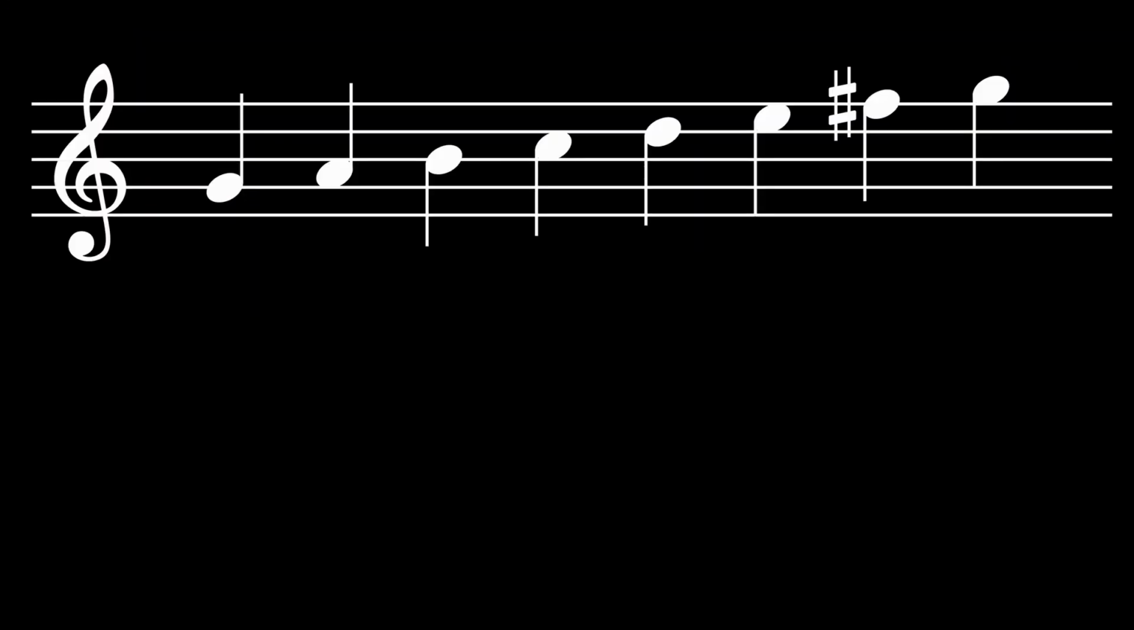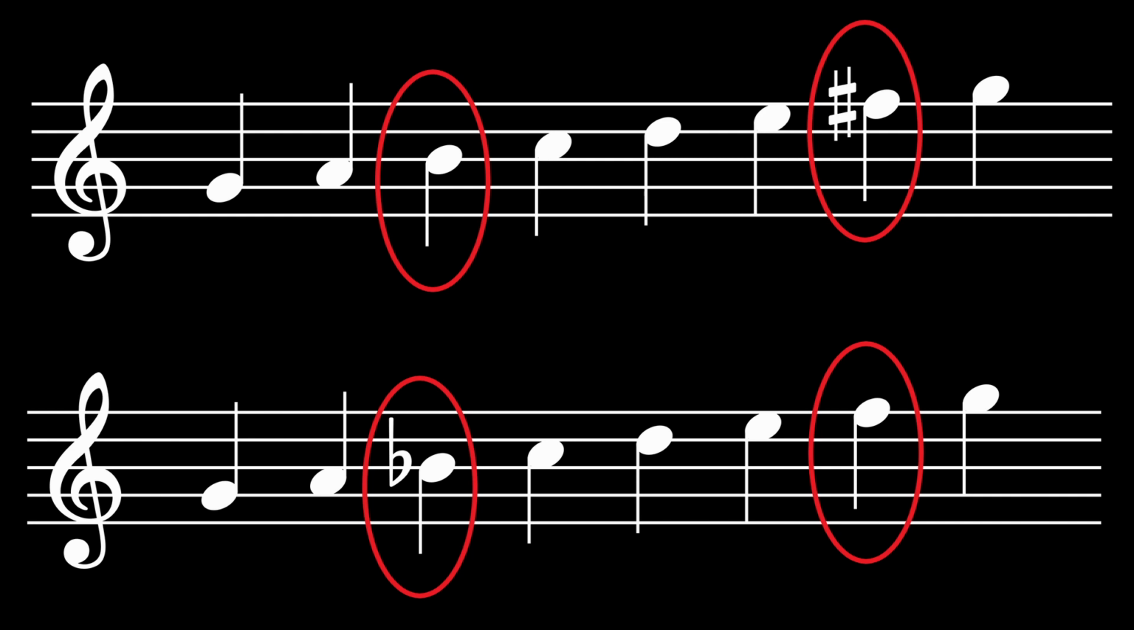And then we just have to flatten the 3rd note and the 7th note by a half step. And now we have G Dorian.